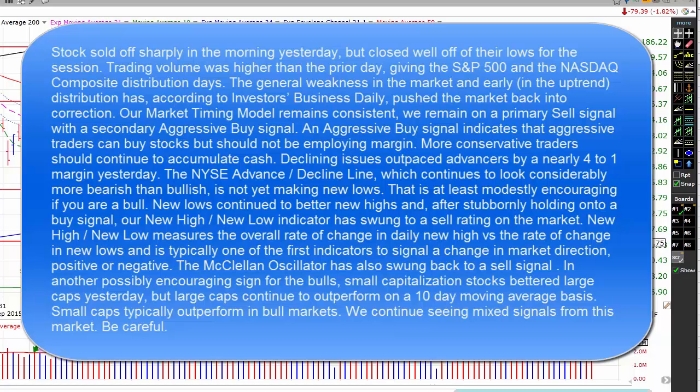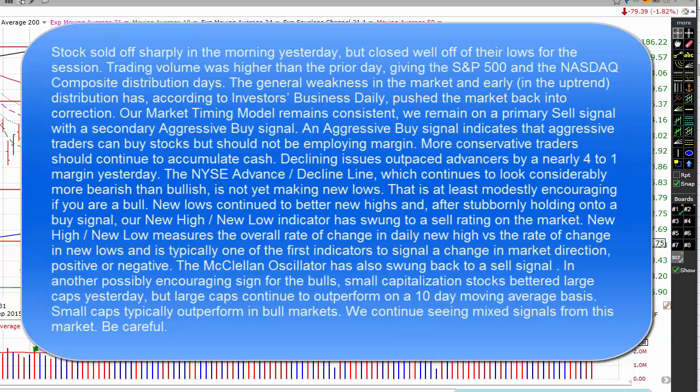Declining issues outpaced advancers by nearly 4-1 yesterday. The New York Stock Exchange advance-decline line continues to look considerably more bearish than bullish, but has not yet made new lows. That's at least modestly encouraging if you're a bull. New lows continued to better new highs, and after stubbornly holding on to a buy signal, our new high, new low indicator has swung to a sell rating on the market.